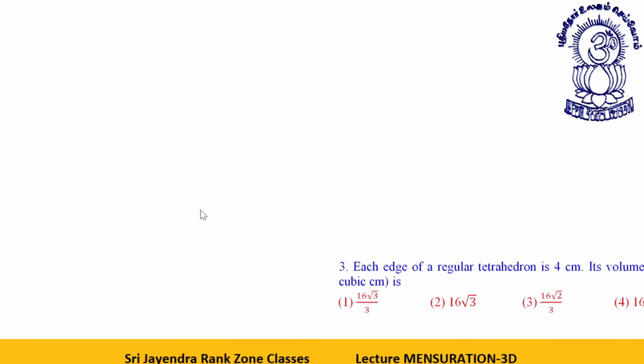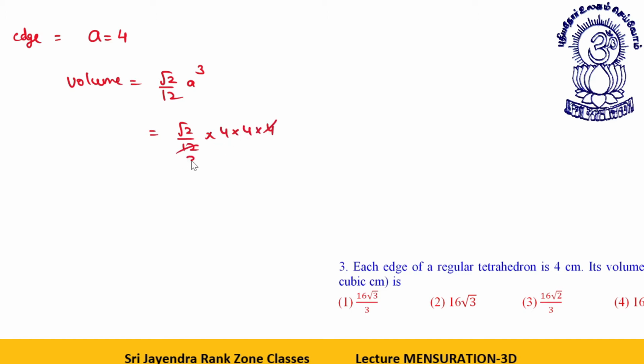Each edge of regular tetrahedron is 4. Its volume is? See, you are given a equal to 4. This is the edge length. What will be the volume now? Root 2 by 12 a cube, that is root 2 by 12 into 4 into 4 into 4. So this gives you 16 root 2 by 3. 4 and 4, 16, 16 into root 2 by 3. Clear to all?